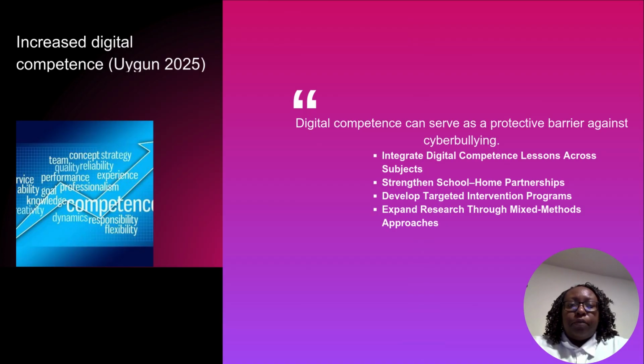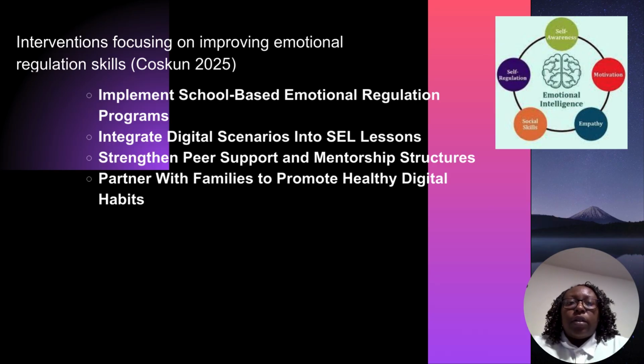Interventions focusing on improving emotional regulation skills include implementing school-based emotion regulation programs, integrating digital scenarios into lessons, strengthening peer support and mentorship structures, and partnering with families.